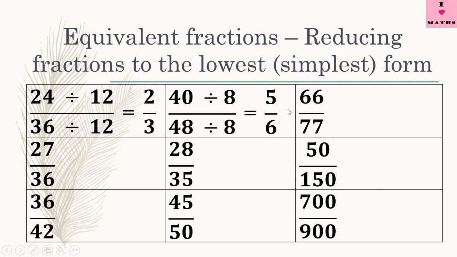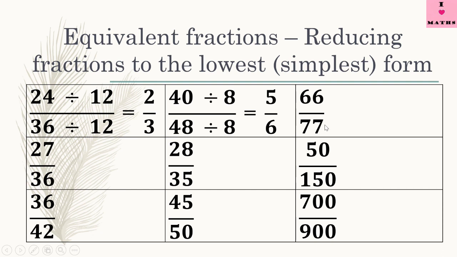Think of another table in which 5 and 6 both come. There is only one table, and that is the table of 1. 1 5s are 5 and 1 6s are 6. So children, since only the table of 1 is there in which 5 and 6 both come, it means the fraction 5 upon 6 is in the simplest form. Okay, let us go to this.